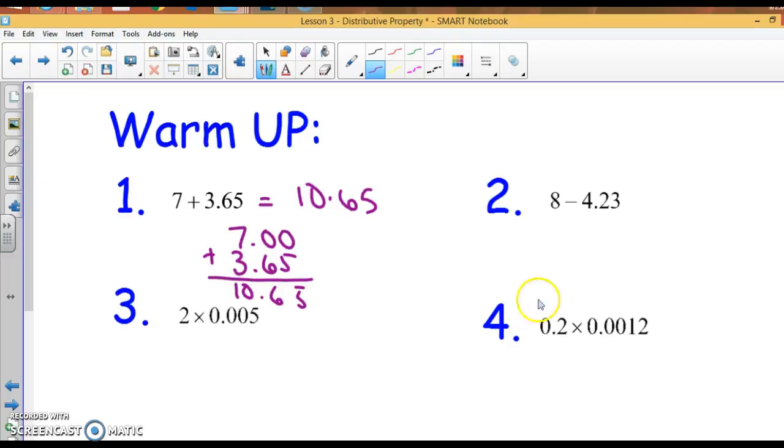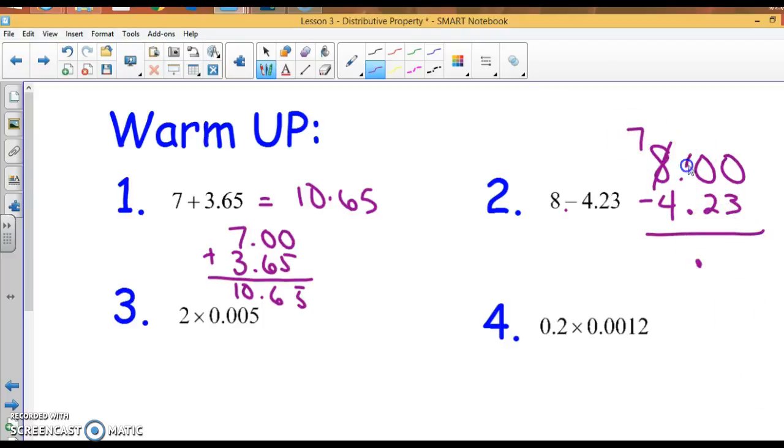When subtracting, again, you need to line up the decimal point. 8.00 minus 4 and 2,300. You need to bring the decimal straight down, borrow. 10 minus 3 is 7. 9 minus 2 is 7. 7 minus 4 is 3.